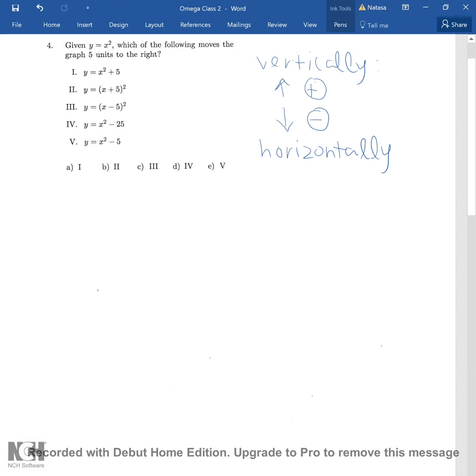So in this case, we want to do our manipulations on the inside of the squared term, and it's a little bit less intuitive, where it's the opposite of what you'd expect. If you want to move it to the right, you actually subtract, and if you want to move it to the left, you add however many units you want to move it by. So in our case, we want to move it to the right by 5 units.